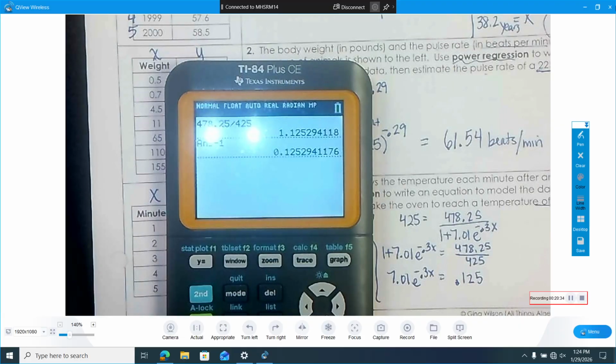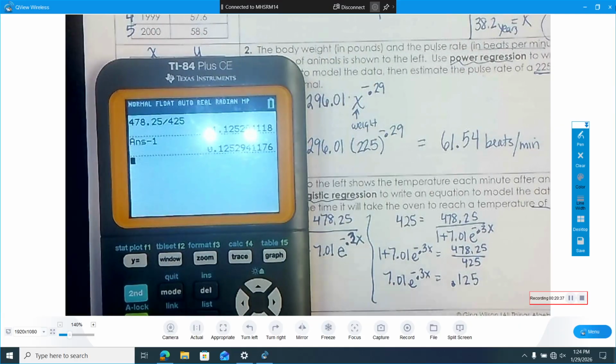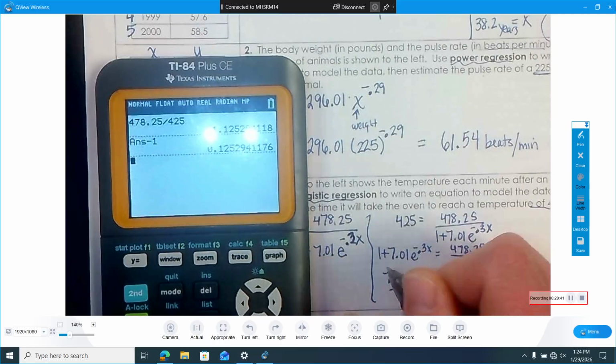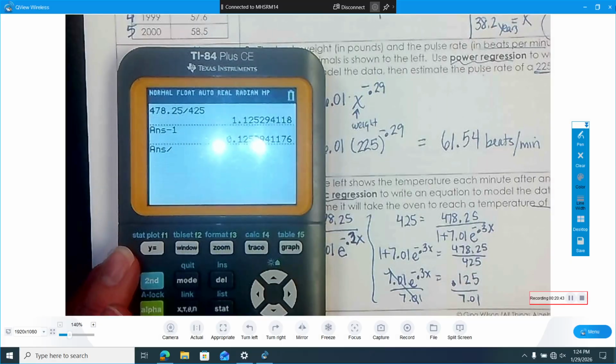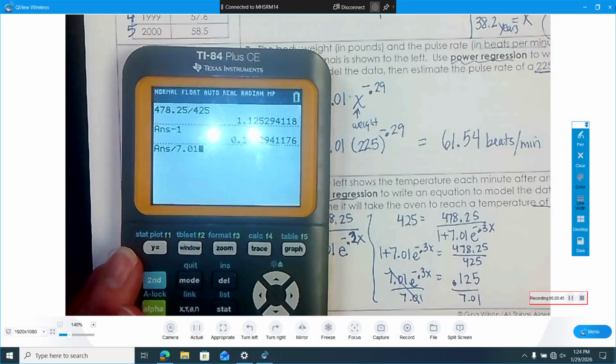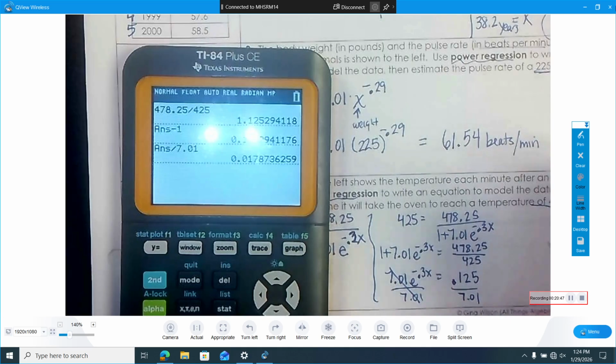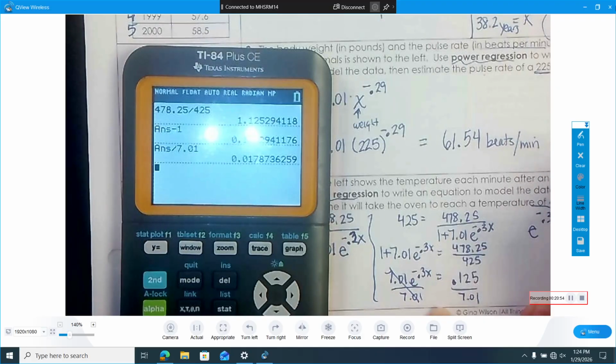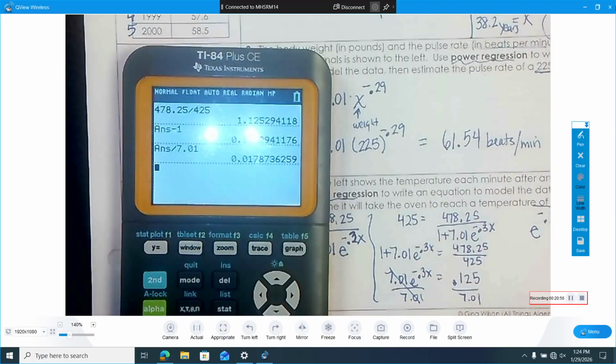Are you with me? Yeah. Okay. Then what should we do? Divide by 7.01. So I'm going to just go ahead and divide by 7.01. And I get e to the negative 0.3x equals 0.0178. I cannot just have 2 decimal places. It's so inaccurate.